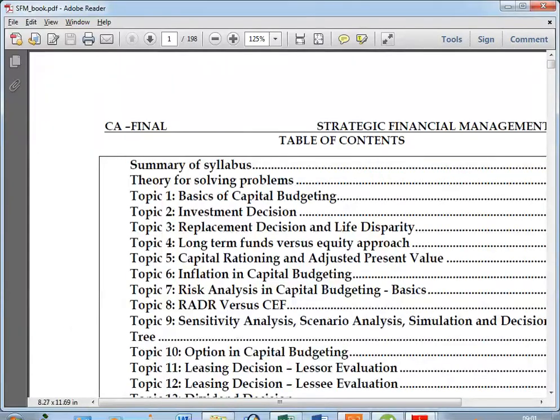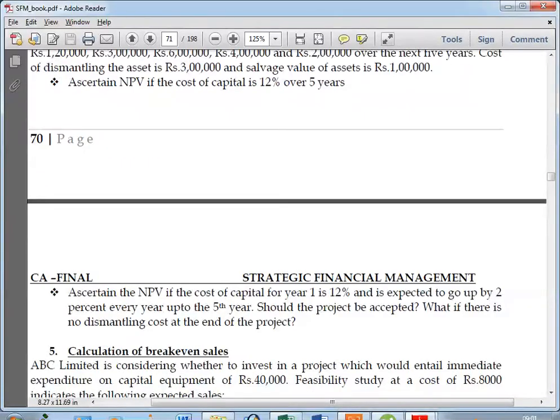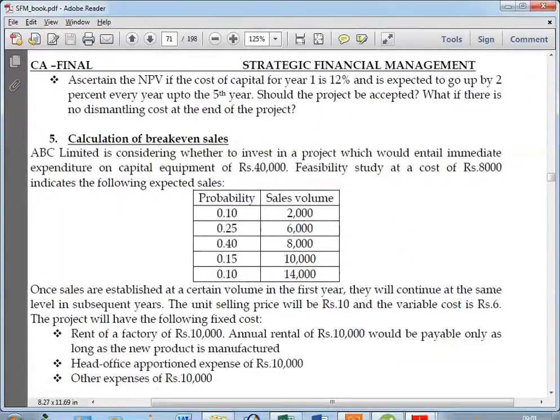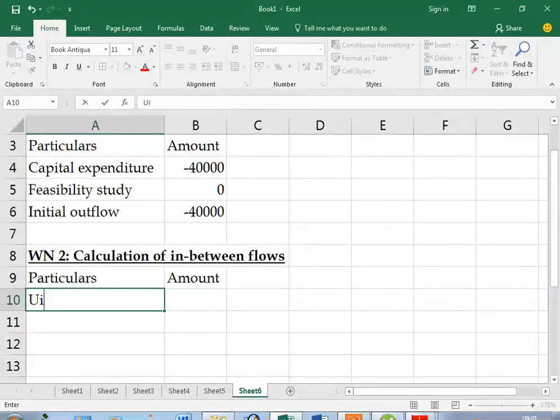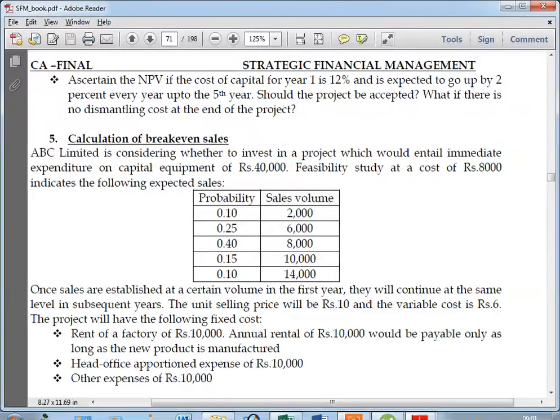In this question, can we calculate sales? Do we have adequate information to calculate sales? Do we have the unit sold data, selling price data? Yes. Can you quickly tell me what will be the unit sold? Probabilities are there. Using those probability, what should be the unit sold figure? It's 0.10 into 2000 plus 0.25 into 6000 plus 0.40 into 8000 weighted average.